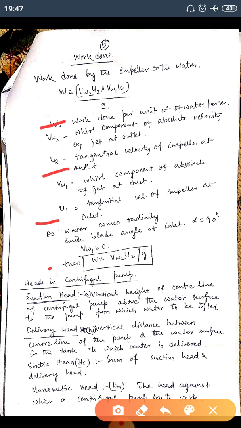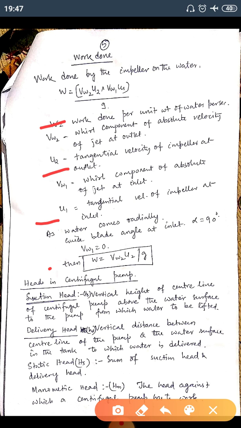Then as water comes radially, the guide blade angle at inlet, alpha, is equal to 90 degrees. When alpha is equal to 90 degrees, Vw1 is equal to 0 and W is equal to Vw2 U2 by g.